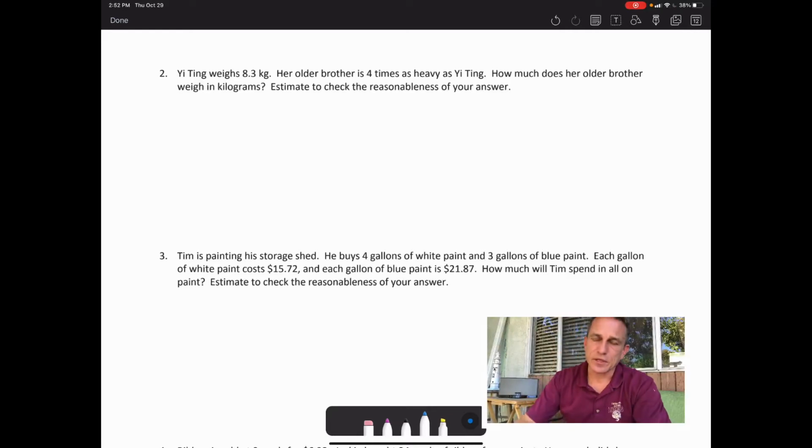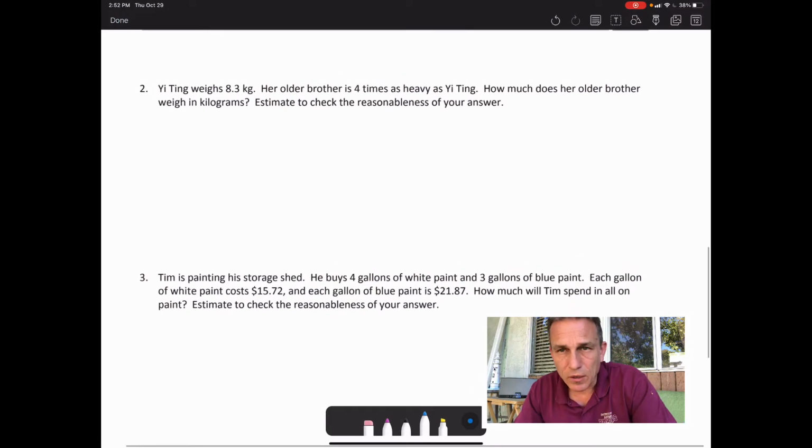All right, on the next page of the Lesson 12 homework, we're going to do some problem solving. I like to use the bar model a lot when I problem solve, so let's just show an example.